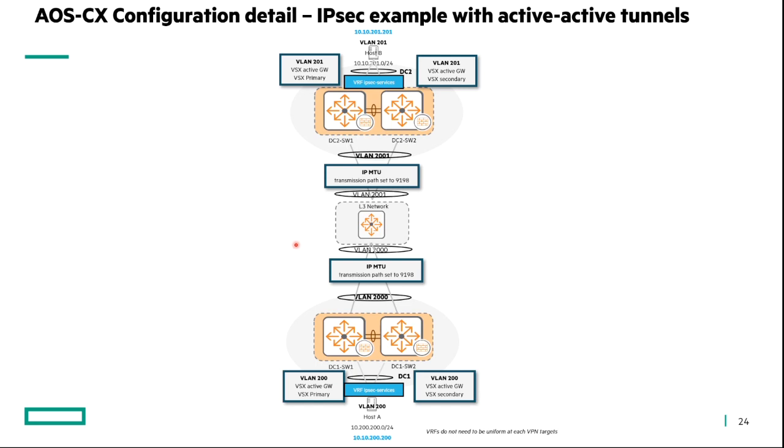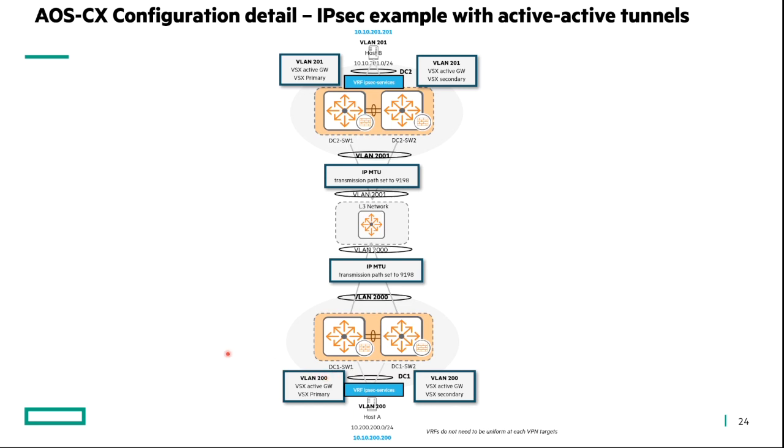Note the MTU size applied to all interfaces between host A and host B. That's increased to support the expanded IPsec frame size, and of course jumbo frames if you need it. So at DC2 we've got a similar, identical configuration. We've got VLAN 201, active VSX 10K pair, VSX active gateway configured, VSX primary, VSX secondary, and that connectivity model effectively reflects the same as DC1.